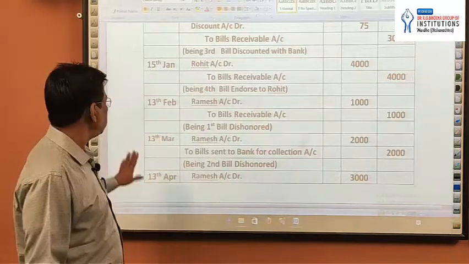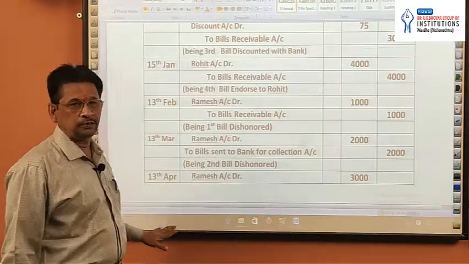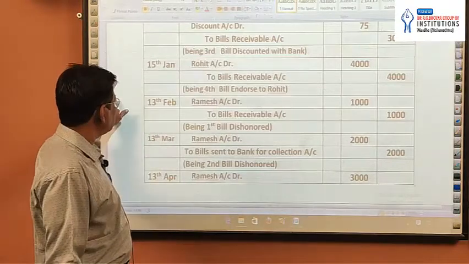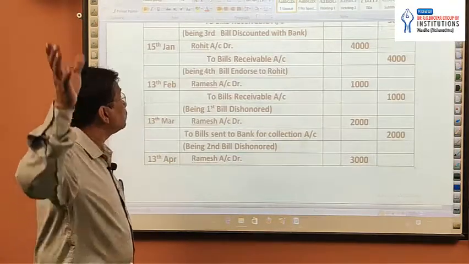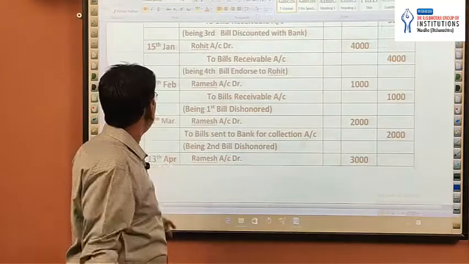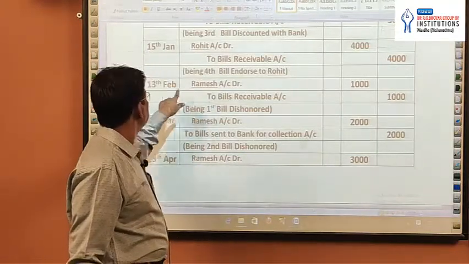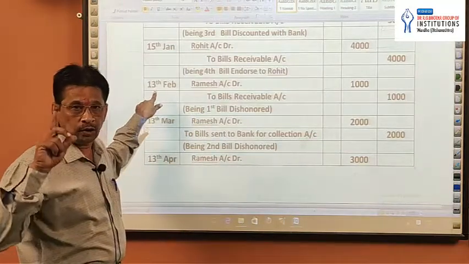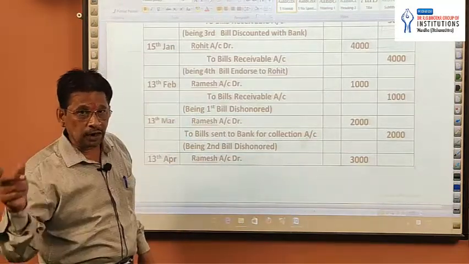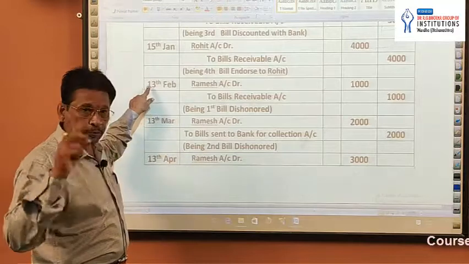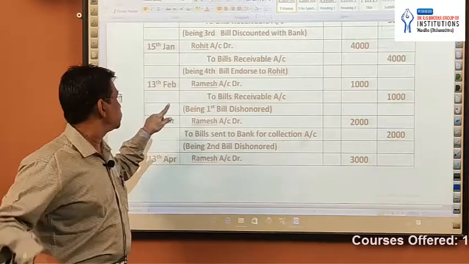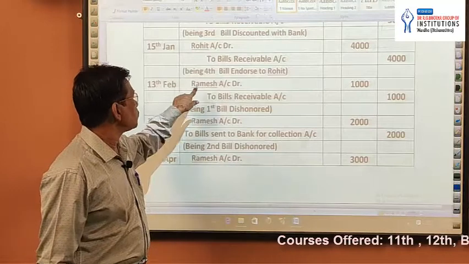But on the due date, all four bills were dishonored. So the first bill dishonored is the one retained by Kishore himself. So on 13th February, the bill drawn on 10th January, period is 1 month. So 10th February, addition of 3 days, means 13th February.